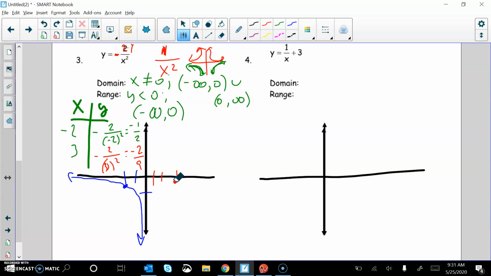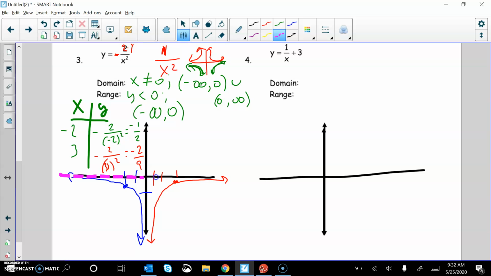And similarly to the other branch, if you pick x's that are larger and larger, the y's get closer and closer to 0. Negative though, so negative 1/9, negative 1/18, and so forth. If you pick x's closer to 0, the y coordinates go towards negative infinity. Negative 100, negative 1,000,000, and so on and so on. So there's the graph there.